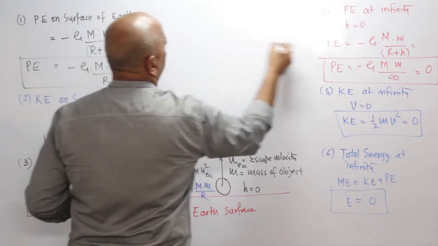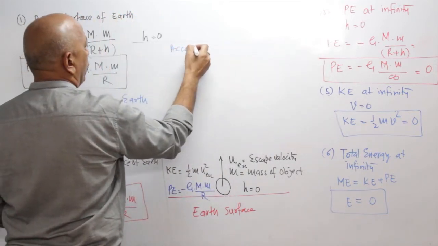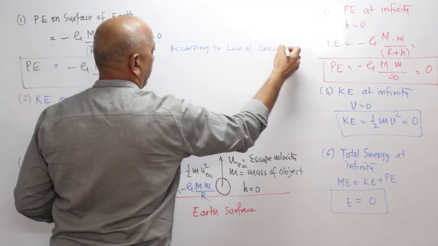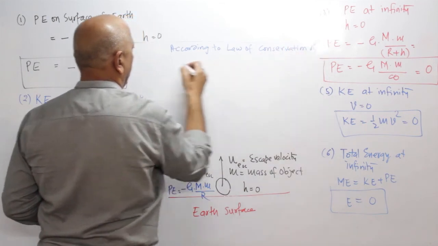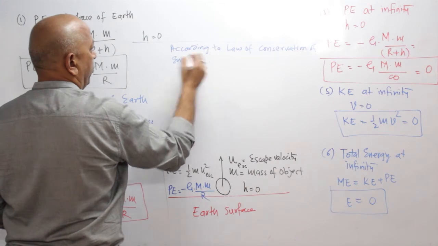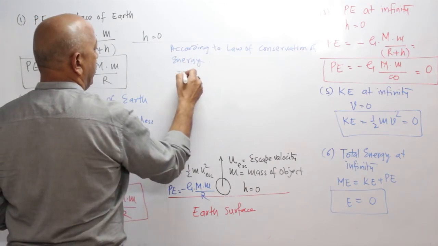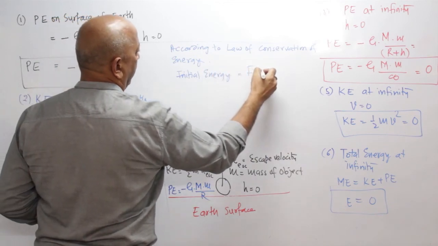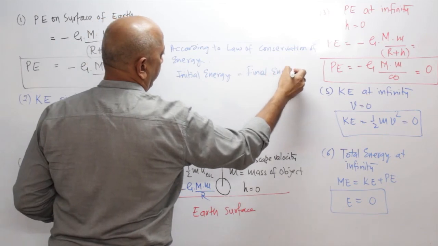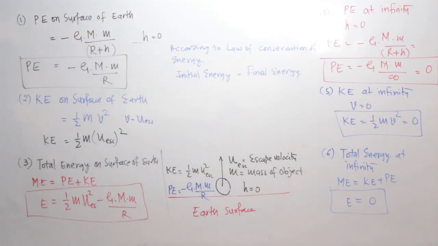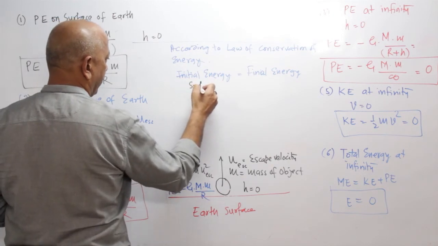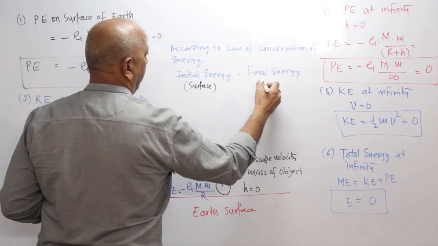So, according to the law of conservation of energy, initial energy is equal to final energy. Energy will not change. Whatever the initial energy is, the final energy will be the same. So we can write down: this is at the surface and this is at infinity.